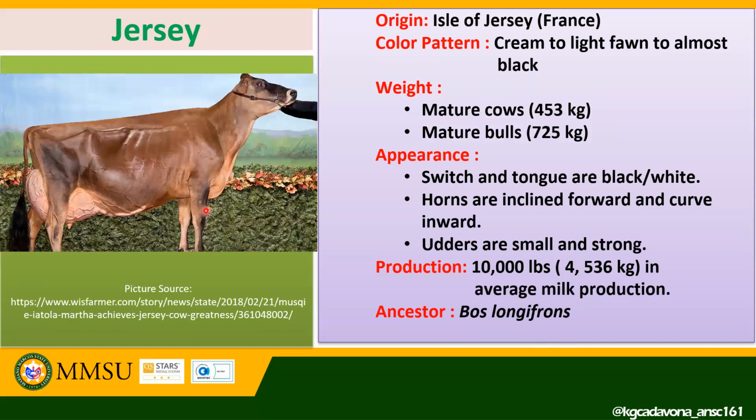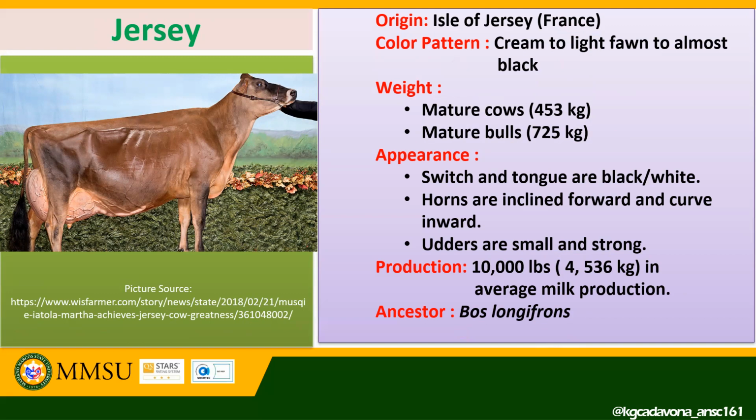Next, we have the Jersey. So for this type of dairy cattle breed, this was originated on the Isle of Jersey. So saan matatagpuan itong Isle of Jersey? So the Isle of Jersey is located in the English Channel off the coast of France.